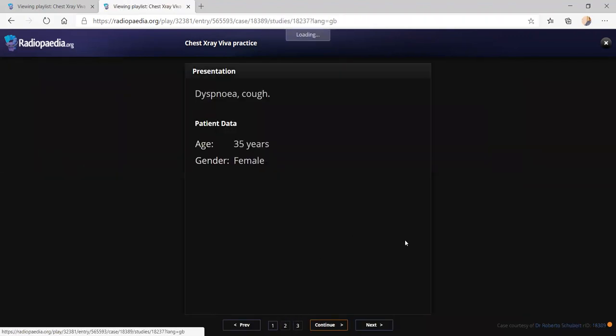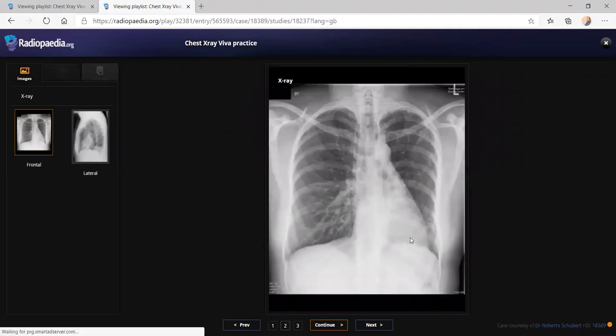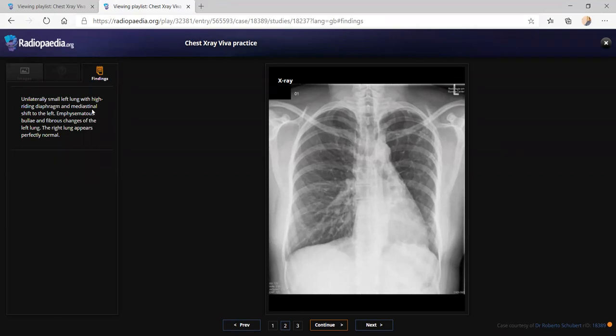Dyspnea and cough in a 35-year-old female. So there actually is a volume loss. You told it correctly. Some tenting of the diaphragm is also suggestive of volume loss, and there is mediastinal shift. The right lung has some hyperinflation. There is some transmediastinal herniation, and there are some emphysematous changes in the upper lobe of the left lung with lucency, and some bronchiectatic changes. So it was actually with a high riding diaphragm. It was a case of Swyer-James syndrome.